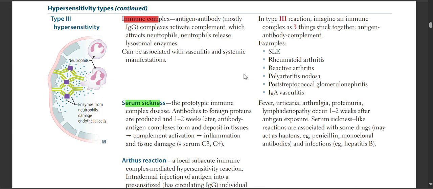Now, let's see the symptoms. They'll be pretty non-specific. You'll have fever because of the inflammation, you'll have urticaria because of inflammation on the skin, you'll have arthralgias because those complexes got deposited in the joints. You'll have proteinuria. Why? Because the kidney is affected, because the kidney has a lot of deposition. You'll have lymphadenopathy. Now, why do you think we have lymphadenopathy in these cases?